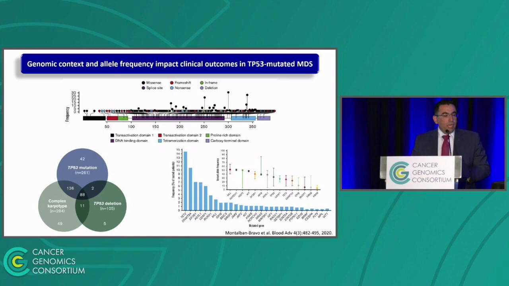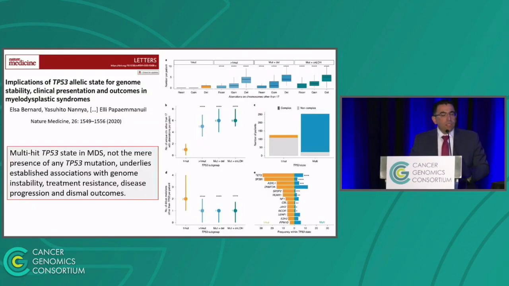This is a paper by Dr. Garcia Manero's group from MD Anderson, led by Guillermo Montalban Bravo, again showing, and I point your attention to the bottom left corner of this slide, showing that p53 mutation, complex karyotype, and copy number loss at the p53 locus are not really always codependent, right? So there is an element of independence to these events, and it is the overlap, the presence of 2 or 3 of these conditions within a single case that imparts the most biological significance.